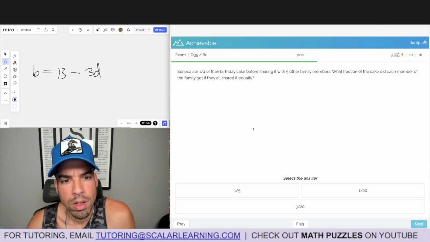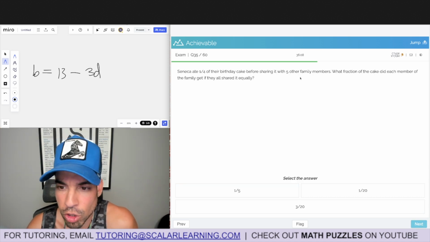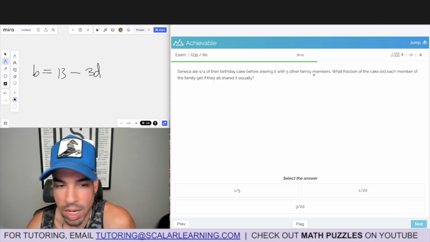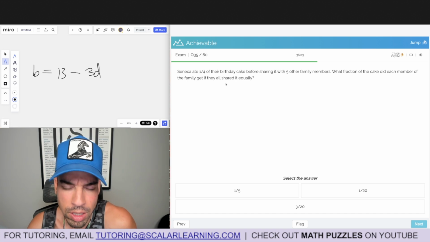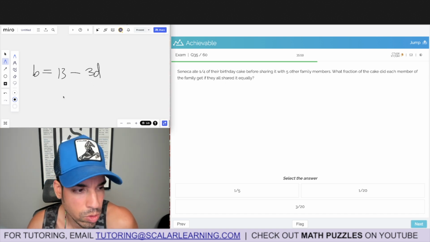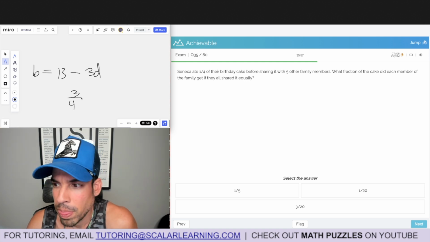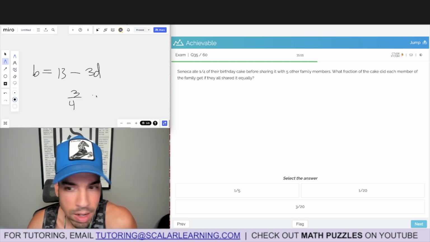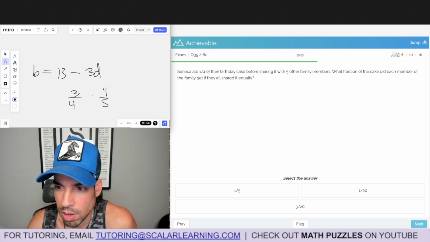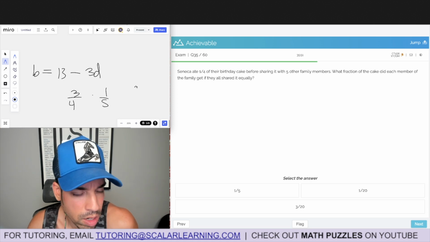Okay. Next, Seneca ate 1/4 of the birthday cake before sharing it with 5 other family members. What fraction of the cake did each member of the family get if they all shared it equally? Okay, so then there's 3/4 left. And then dividing it by 5 is by 1/5. So it's 3 out of 20.